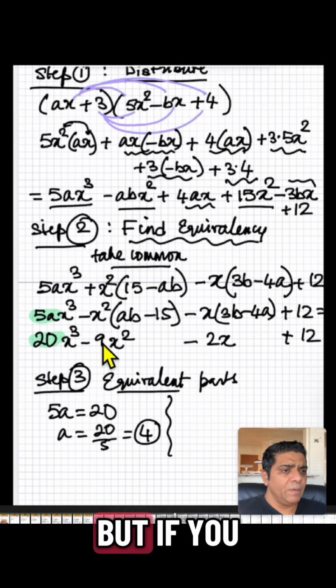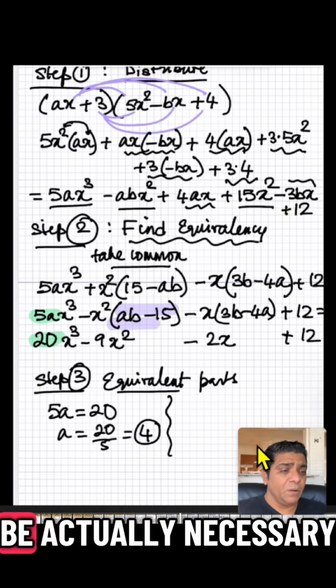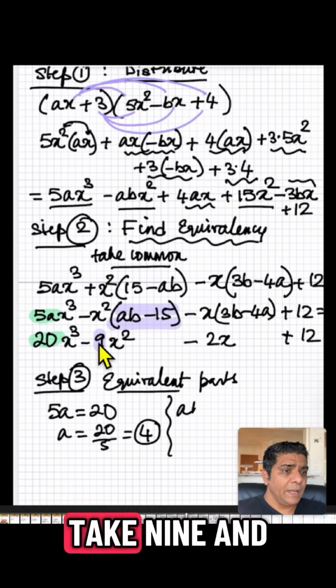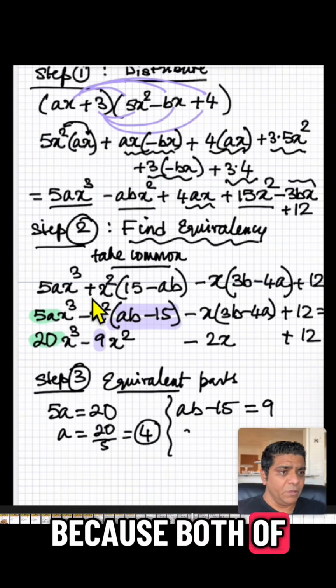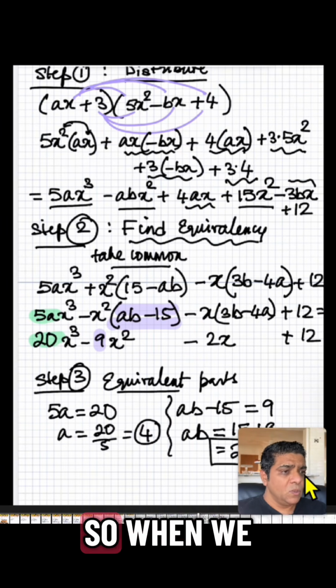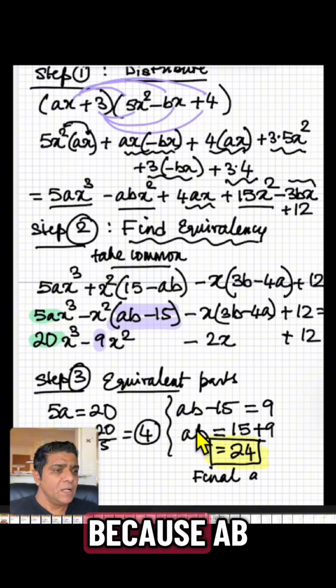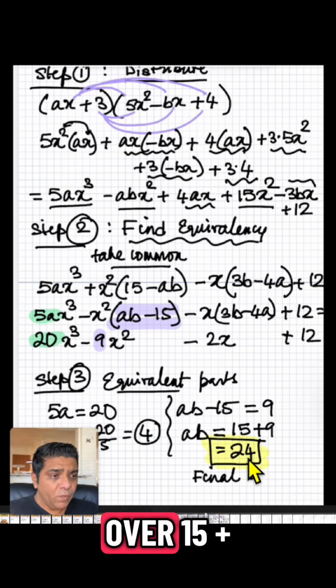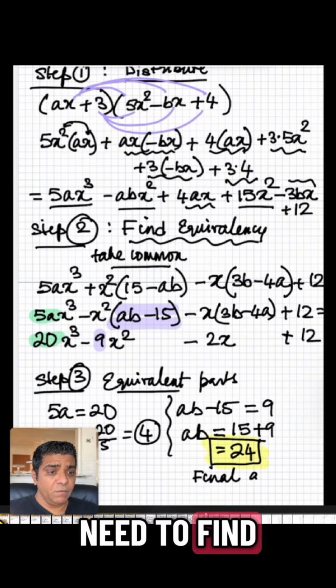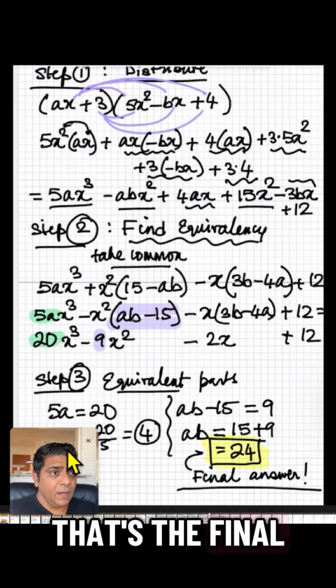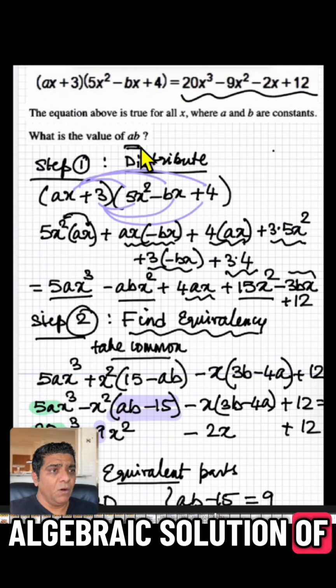and then solve for a. But if you go a little further, you'll see that will actually not be necessary, because if you look, you can take 9 and set it equal to ab minus 15 because both of them have this negative x squared. So when we do that, we get the value of ab equals 24, because ab minus 15 is 9, bring the 15 over, 15 plus 9 is 24. That's what we need to find, the value of ab. Okay, that's the final answer. So that's the algebraic solution of what we are trying to find.